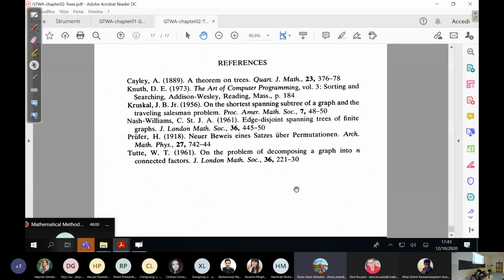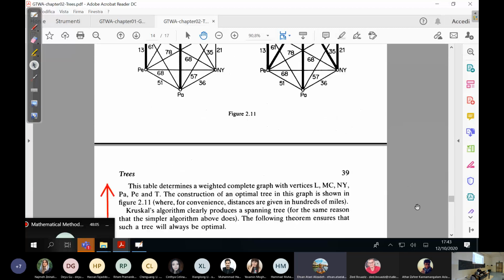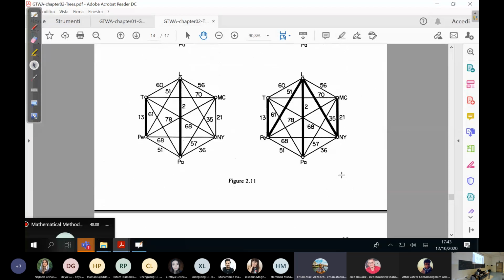In figure number 2.11, the one down and at the right, yes, this one. Why did they use the edge between PE and PA? I mean, that's the same number as 51. Yeah, because they had to choose one, okay? And it was indifferent to choose one or the other, okay?